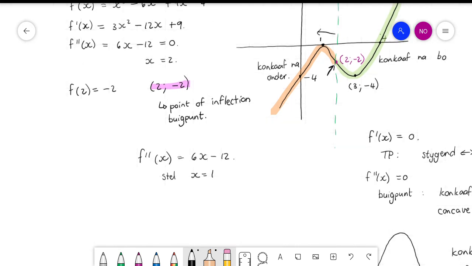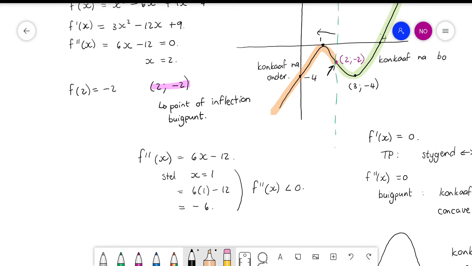So if we substitute that in there, then we have 6 times 1 minus 12, which is negative 6. En al wat belangrik is wat julle daar moet sien, is vir hierdie gedeelte is die tweede afgeleide negatief. Do you see that's a negative number? You all see that's a negative number?